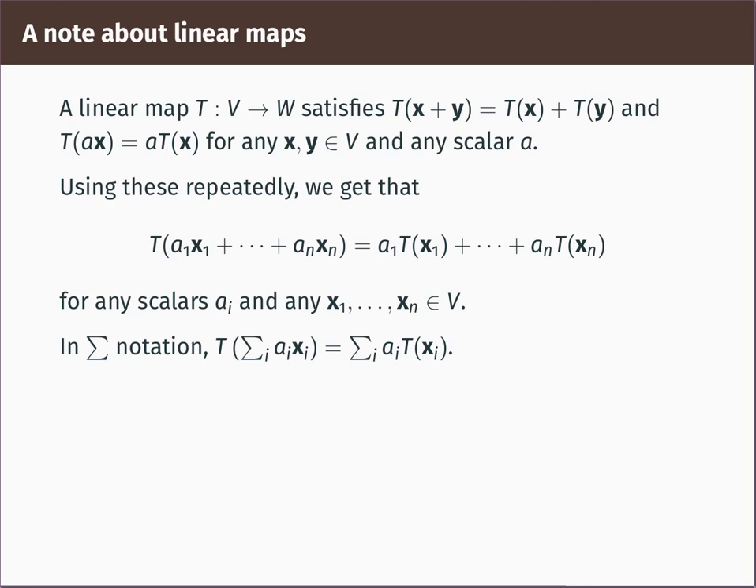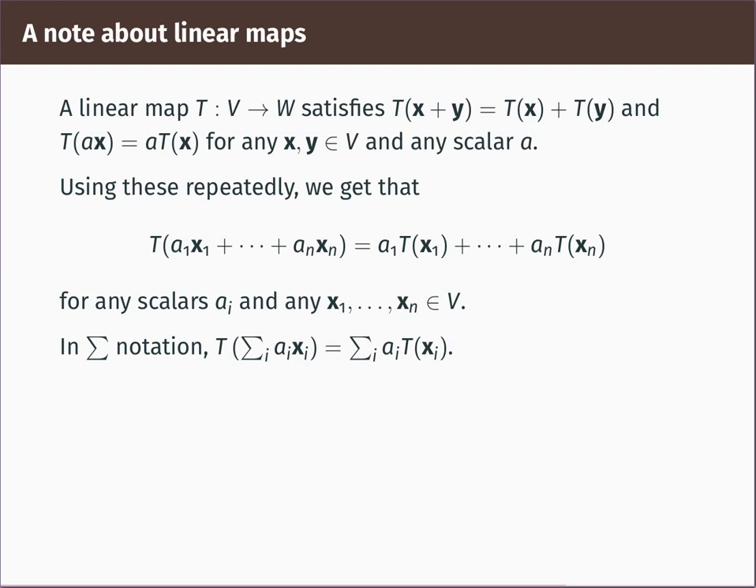But before we prove rank nullity, one more partial result, which is just a note about linear maps. The definition of a linear map from a vector space V to a vector space W was that it was a function T satisfying T of x plus y is T of x plus T of y, and T of ax is a times T of x for any elements x, y in the domain V and any scalar a.